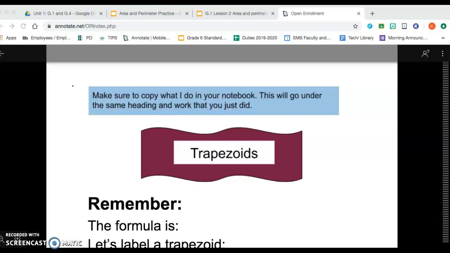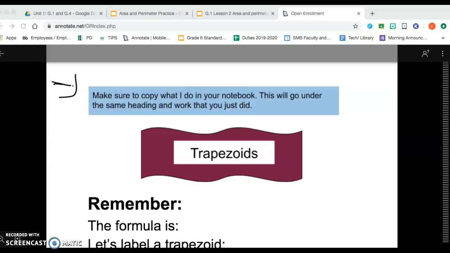Hi, so this is to review the area of trapezoids. Make sure that you copy what I do in your notebook. This will be part of your notebook check. I'll tell you specifically what I want you to write down, and just keep writing this under where you've been writing it for today with the PowerPoint.